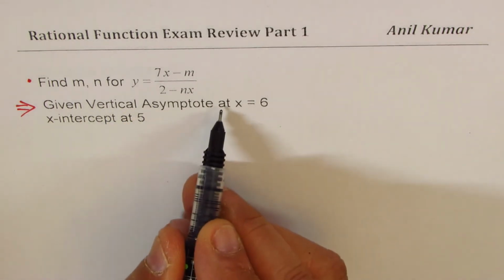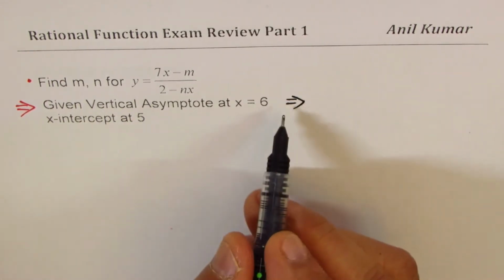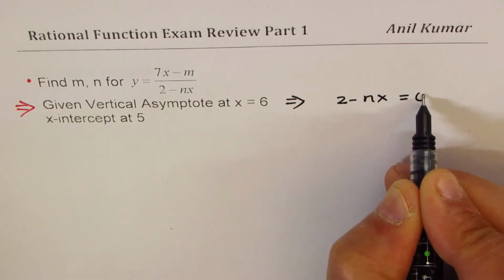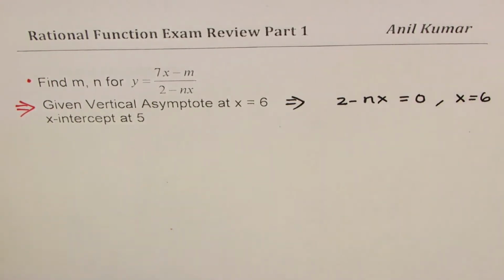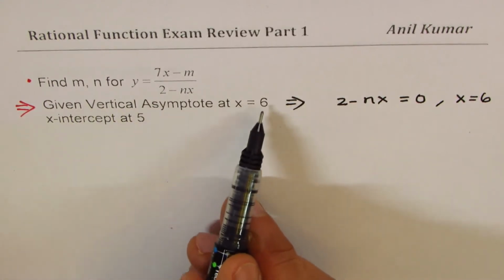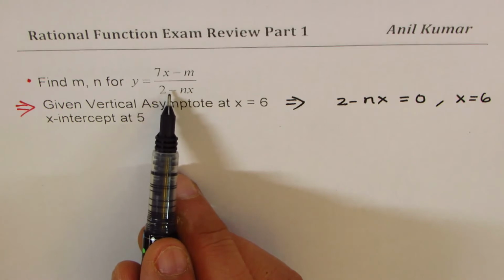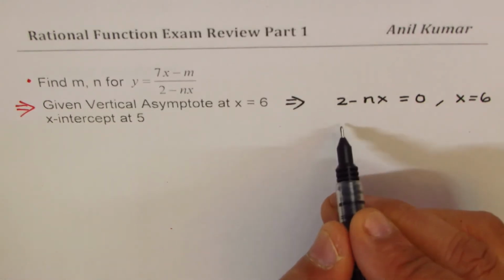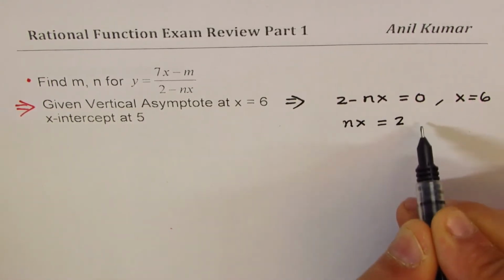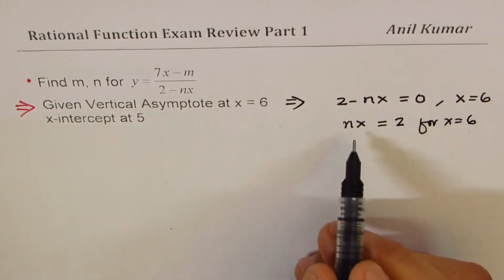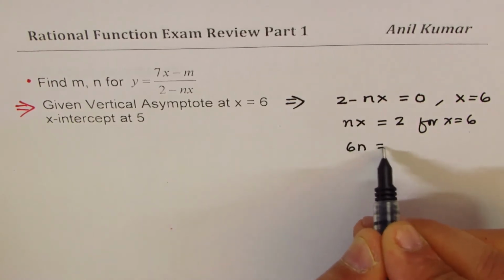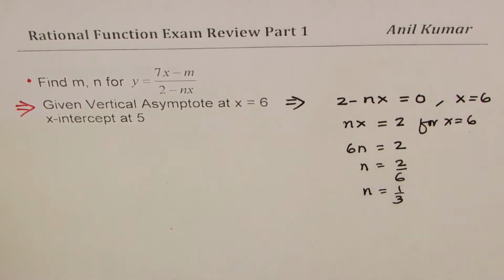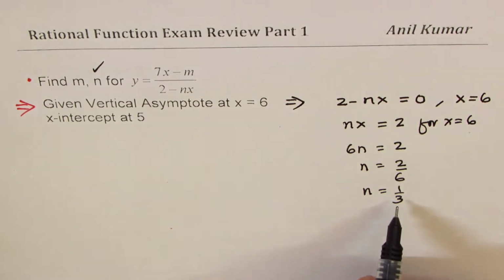So when I say vertical asymptote at x equals 6, it means what? It means the denominator 2 minus nx is equal to 0 for x equals 6. Is that clear? Vertical asymptote at x equals 6 means if I write x as 6 here, I should get 0 in the denominator. Only then you have a vertical asymptote. So you need to solve this equation, right? So we can say nx equals 2 for x equals 6. Substitute x as 6. So we get 6n equals 2, and we get n equals 2 over 6, or n equals 1 over 3. Is that clear? So we get the value of n as 1 over 3.